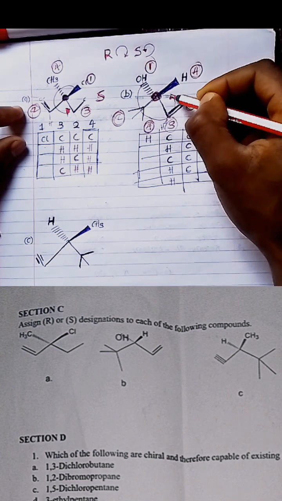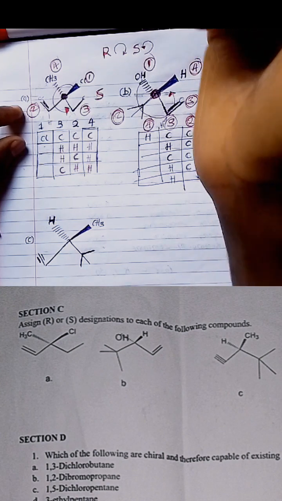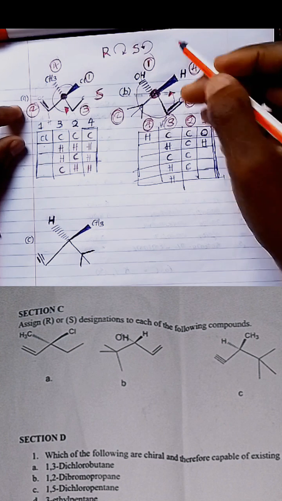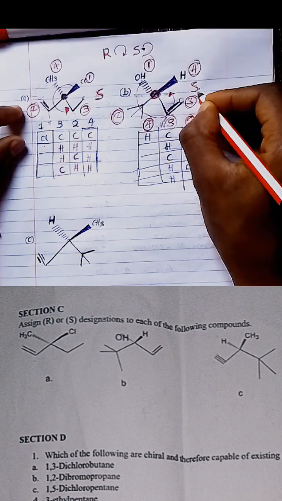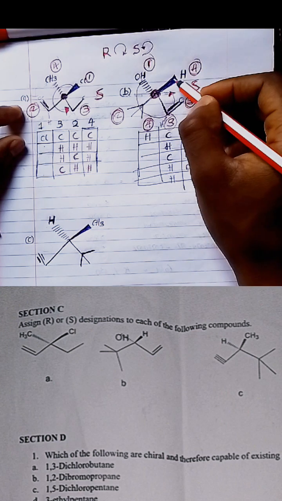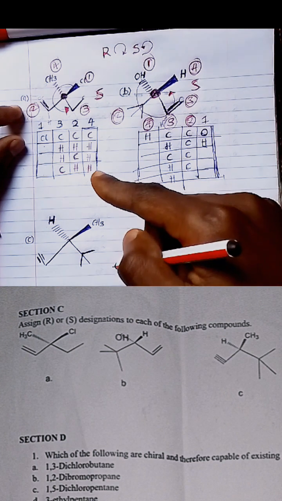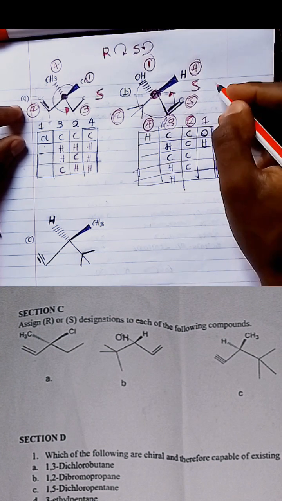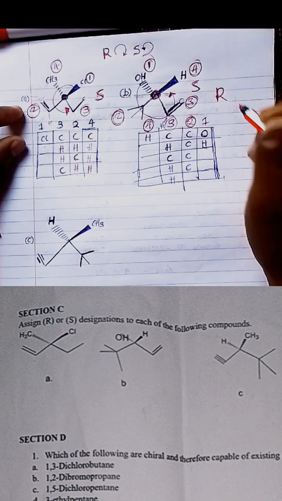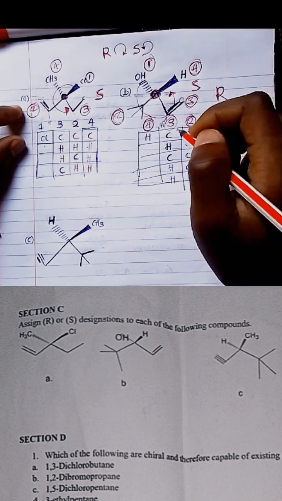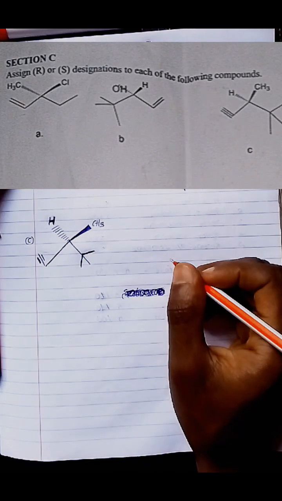And then when we do that, what are we seeing? We're moving this way, right? And then if we analyze, that's S, right? However, because the least priority group is not on a dash, you reverse the answer you found. Therefore, the final answer and the correct answer will be R. So in my other video, I explained why we reverse, but I won't go through that here. So let's move to the next one.